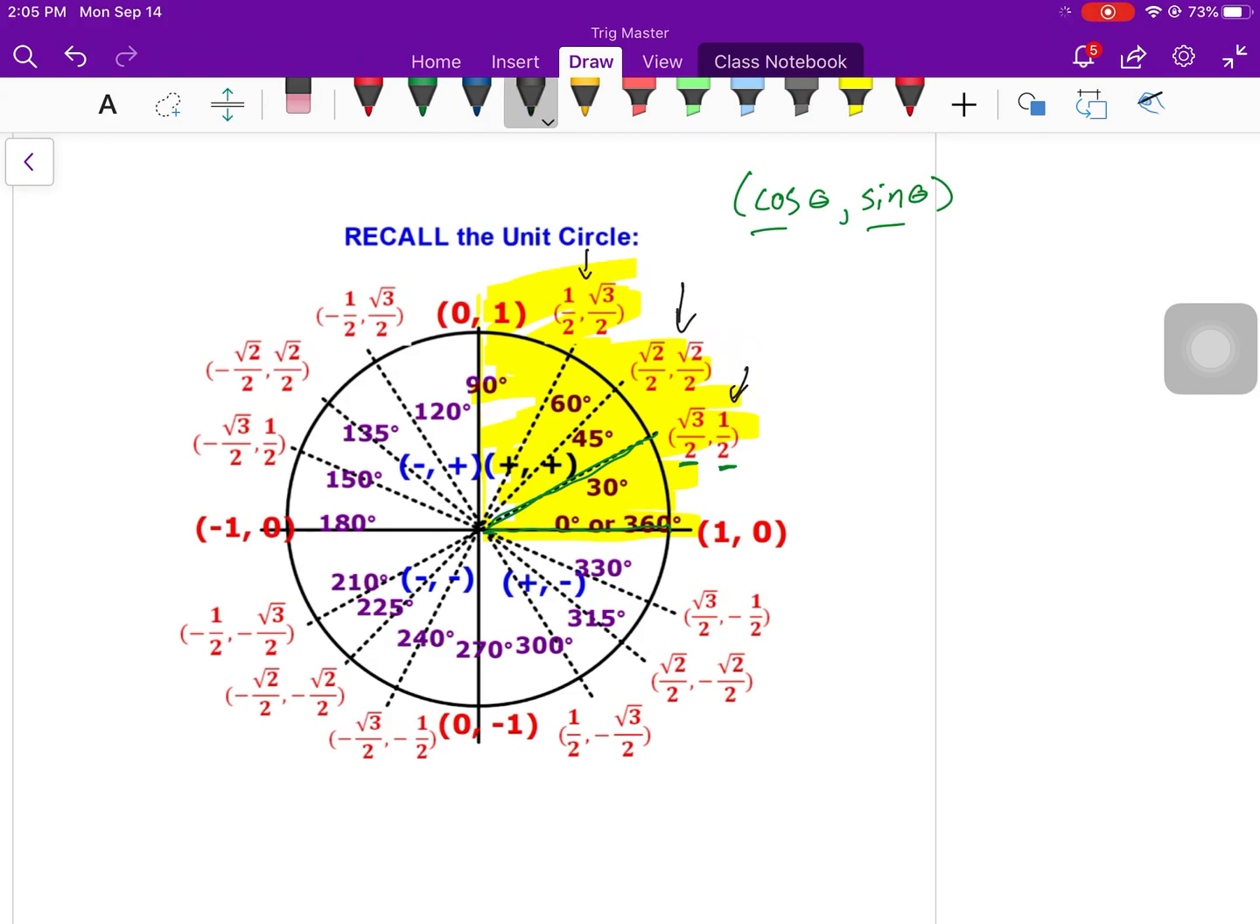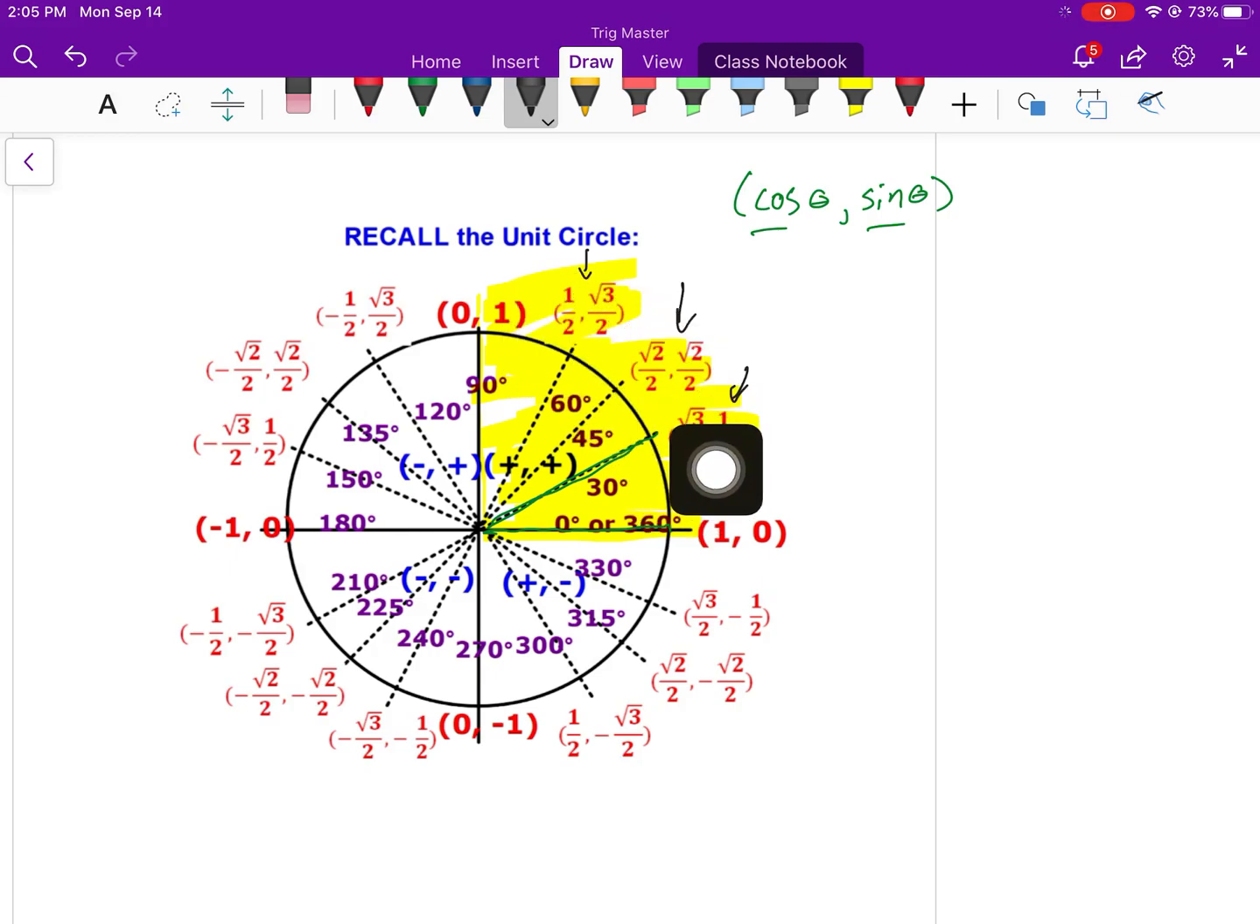As I'm going from left to right, the numerator is getting further away from 0. My x is getting bigger. So I go 1/2, square root of 2 over 2, square root of 3 over 2. I just remember everything is over 2, and I remember everything is a square root on top.